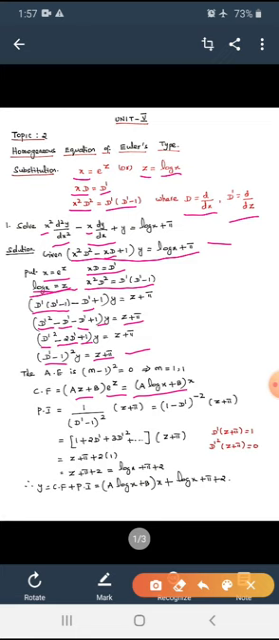Particular integral format is 1 by f of D into z power n. So 1 by, let us write the given function. It is (D dash minus 1) whole square into z plus pi. So in this type, we will make the denominator of the form 1 minus x or 1 plus x. After that, we bring that term to the numerator and we expand that term. After expanding, we differentiate it. Okay, let us do the procedure.